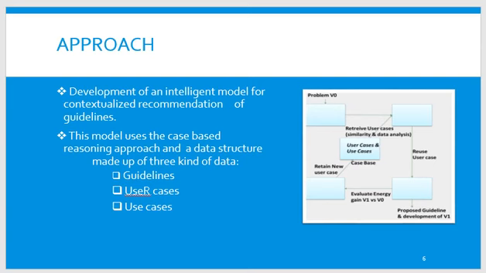As you can see in the figure, here we represent an illustration of the case-based reasoning schema, which is composed mainly of three stages: retrieve, reuse, and retain new user cases.